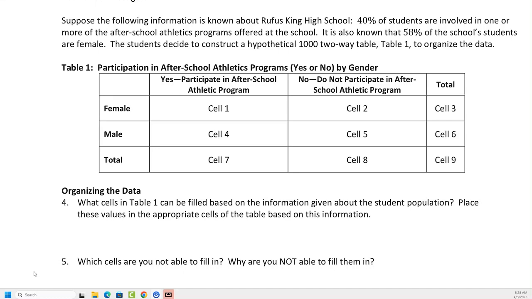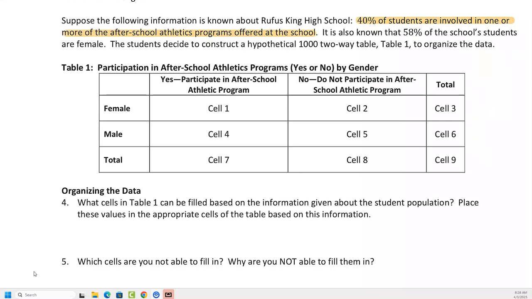And so the first piece of information that I have in the words up above is right here. 40% of students are involved in one or more of the after-school programs offered at the school. Okay, so what cell is going to represent that? Is what I have highlighted in orange broken down by gender? Is it 40% of males, 40% of females? Nope, it's 40% of students. So it's not going to go in a specific inside cell, right?